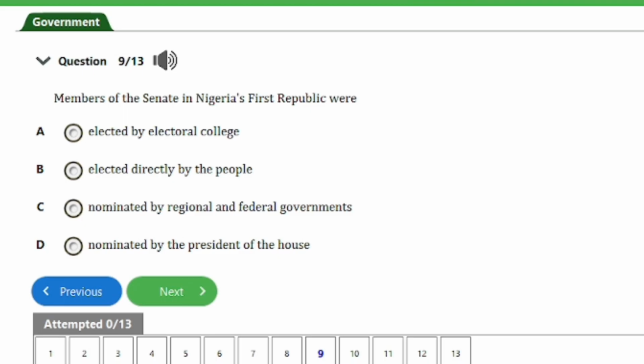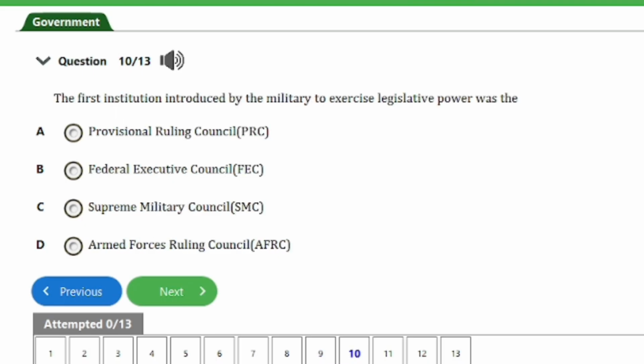So we have here question number 10. It says, the first institution introduced by the military to exercise legislative power was the A. Provisional Ruling Council, B. Federal Executive Council, C. Supreme Military Council, D. Armed Force Ruling Council. So guys, the answer to this question is option C here. That's the Supreme Military Council. So let's get on to the next one, guys.